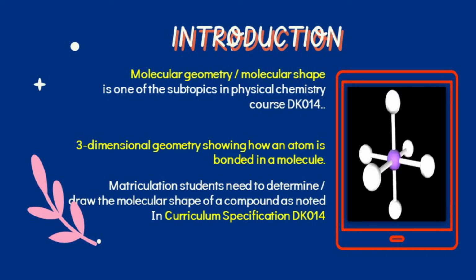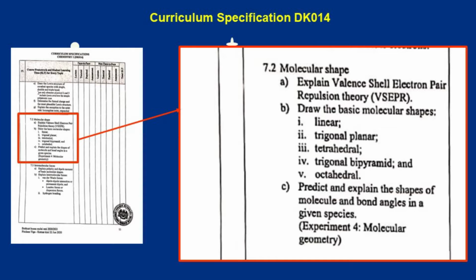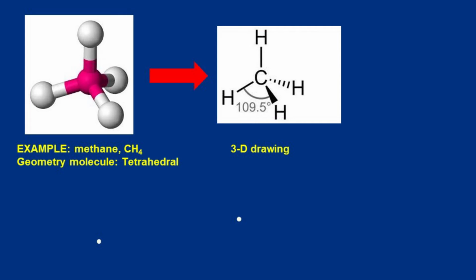This molecular geometry is one of the subtopics that need to be learned by all science students doing chemistry in the matriculation system as recorded in our curriculum specifications. Students are expected to be able to draw the 5 basic molecular geometry according to the valence shell electron repulsion theory. This is an example of molecular geometry for methane, both in 3D shape as well as the drawing that need to be done by students as shown on the right.